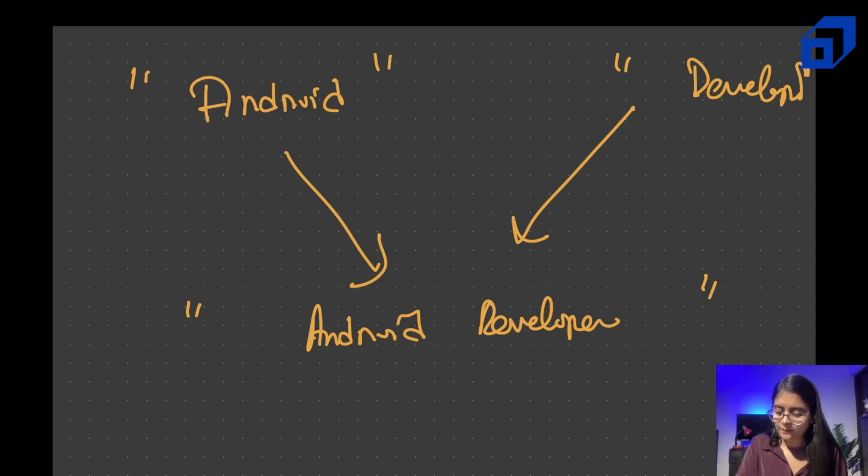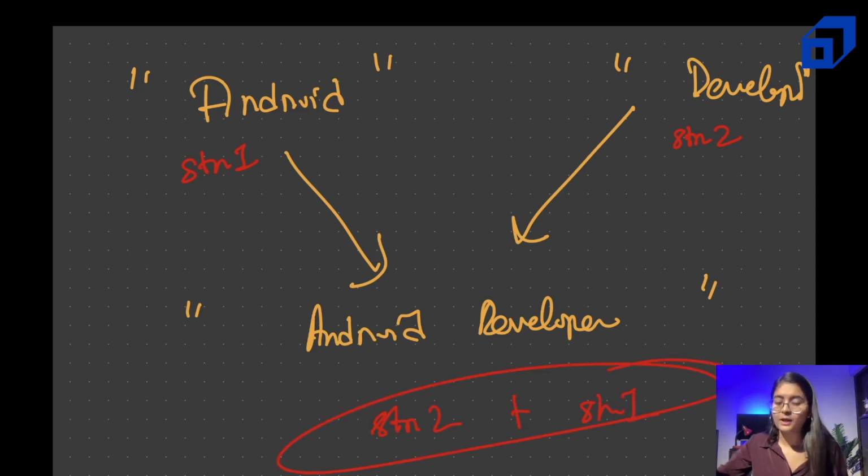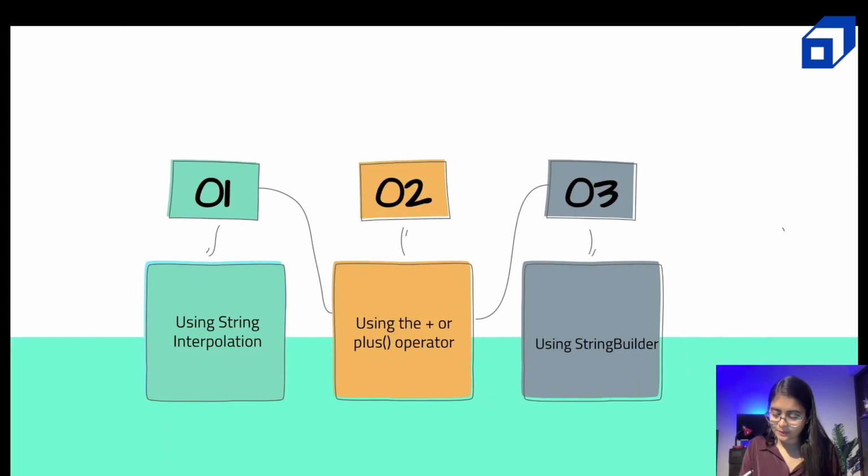Okay, and the sequence will be the same as you would have mentioned. Like if this is str2 and this is str1, and I say str2 plus str1, then I will get developer Android instead of Android developer. So the sequence will be the same as you want. Okay, perfect. So let's discuss all these steps one by one: first using string interpolation, then using the plus operator, and then using a string builder. Let's quickly summarize all of these.